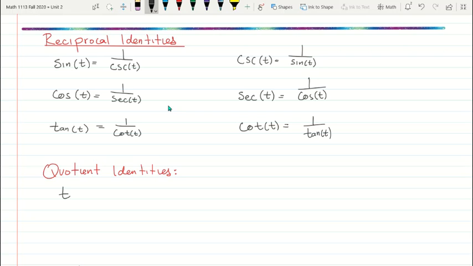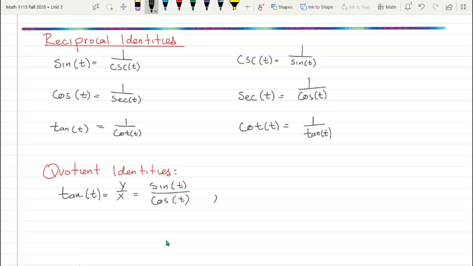So for example, if you remember tangent, tangent was defined as y over x, but then we also said that y is equal to sine of t, and then x is defined as cosine of t. So therefore, tangent of t is equal to sine over cosine. So that's one of the quotient identities that we need to keep in mind.